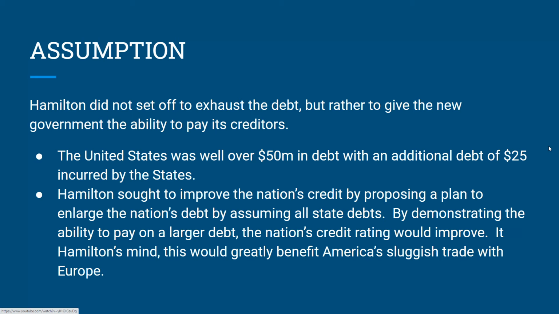So Hamilton, if you look at this last bullet, sought to improve the nation's credit by proposing a plan to enlarge the nation's debt by assuming all state debts. By demonstrating the ability to pay on a larger debt, the nation's credit rating would improve. In Hamilton's mind, this would greatly benefit America's sluggish trade with Europe.